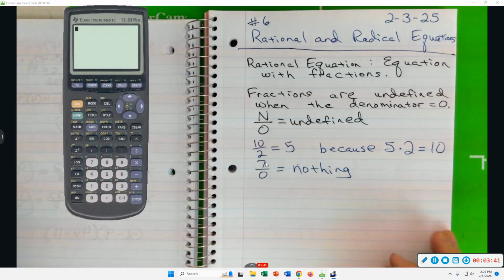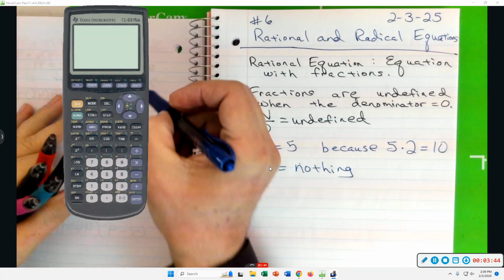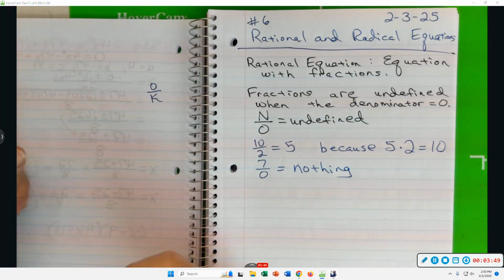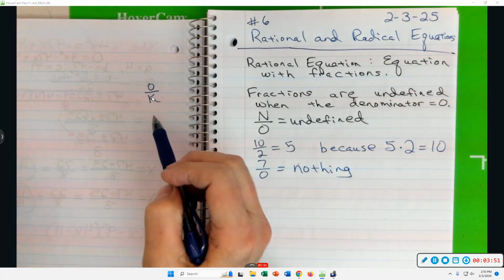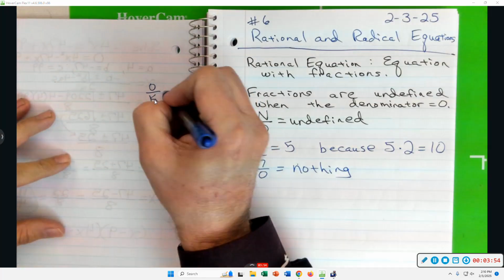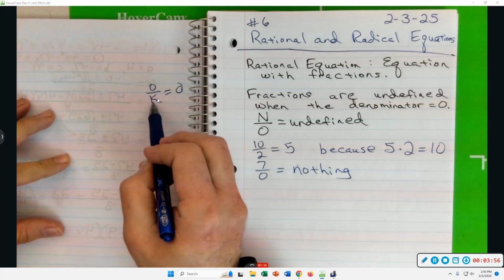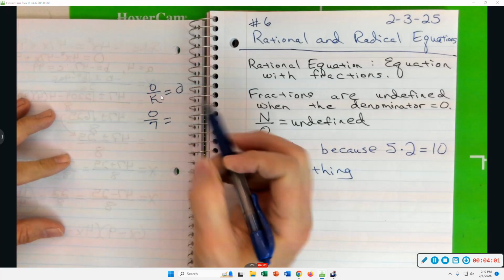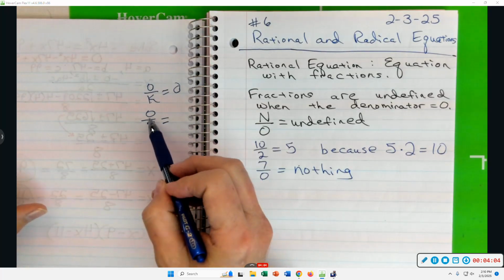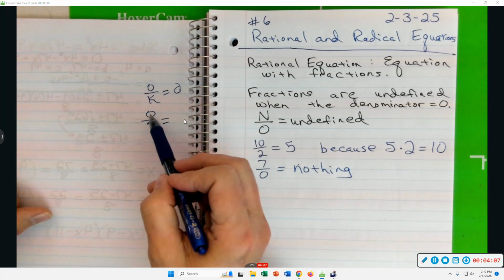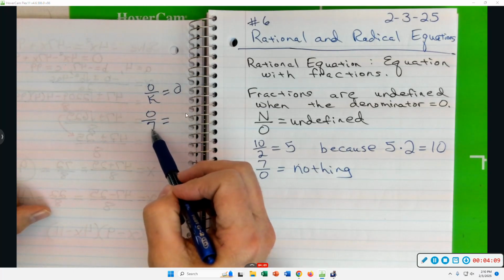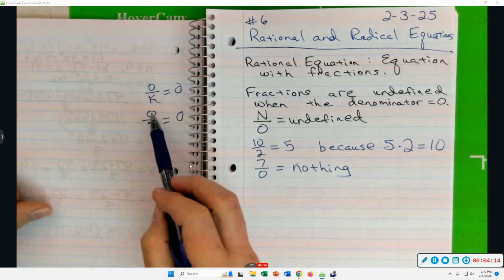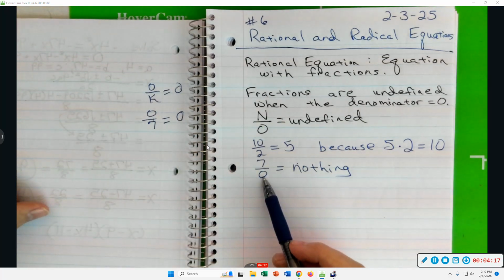Here's another little thing you might want to remember. 0 divided by a non-zero constant k. That's okay. It's okay to have a 0 on top. That's equal to 0. 0 times k gives you 0. If you had 0 divided by 7, what number times 7 will give you 0? You have $0 and you're splitting it up among 7 people. How much is everyone getting? Nothing. So it's okay to have the 0 on top. It's the 0 on the bottom that's a problem.